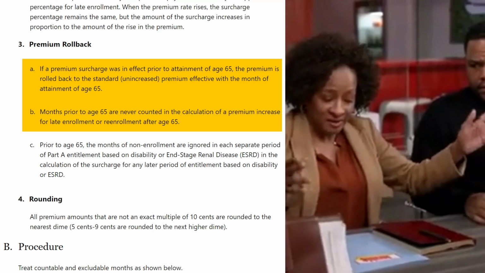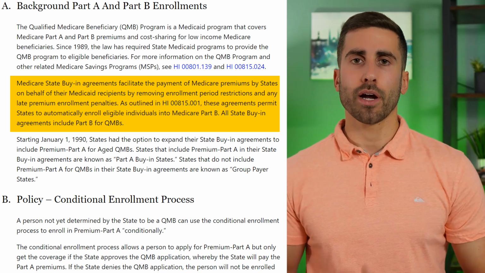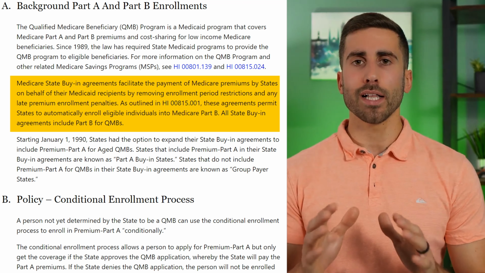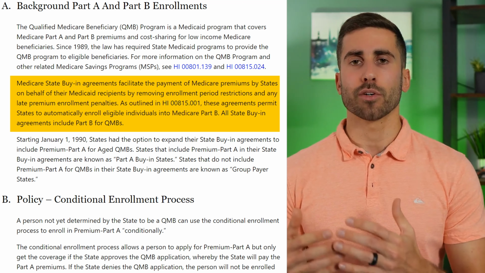Fresh start, clean slate. And last but not least, if all else fails and you are assessed a Part B penalty, just like with Part A, you can see if you qualify for the Medicare Savings Program to have your state's Medicaid program help cover your Part B premium while eliminating the penalty. Again, this is heavily dependent on your income and resources, but it is certainly worth looking into.